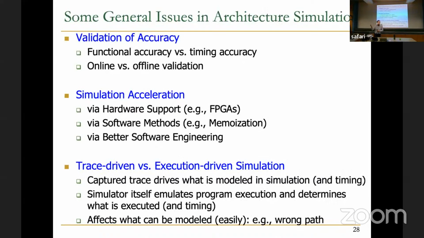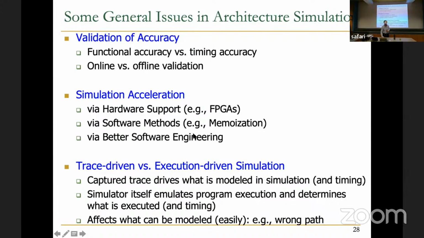I discussed functional timing, but validation of accuracy is important. How do you validate functional accuracy versus timing accuracy? Functional accuracy is usually easier because it's the specification, right? Functional accuracy is the specification of a system, the instruction set architecture. Assuming that you have a golden model for the ISA, hopefully you get the functional accuracy right. How do you do the validation? Do you do it online versus offline? There are many questions here that we don't really have time to go into.